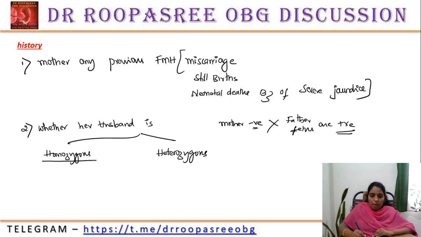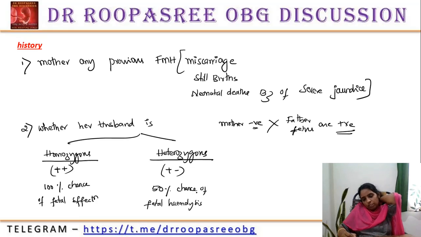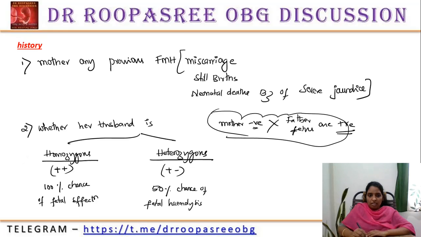In homozygous, if he is positive, there is a 100% chance of fetal affection. In heterozygous, there will be only a 50% chance of fetal hemolysis. If we take any two, only one will be involved in the heterozygous condition, whereas in homozygous there is 100% chance of involvement. In this slide we have covered the pathogenesis of Rh isoimmunization and the history, whether the husband is homozygous or heterozygous. Next slide.